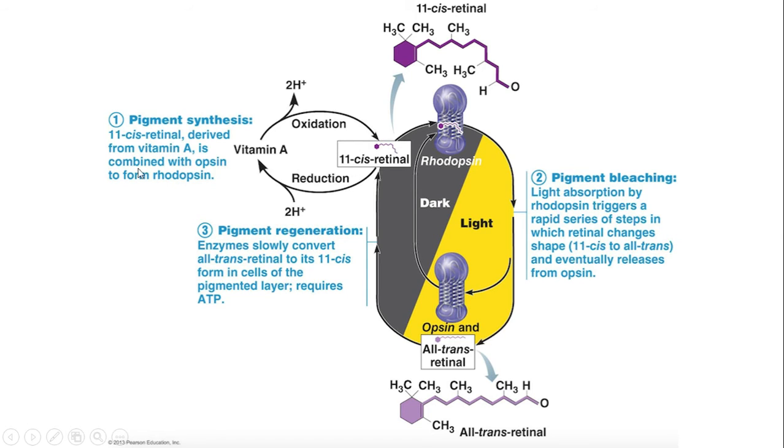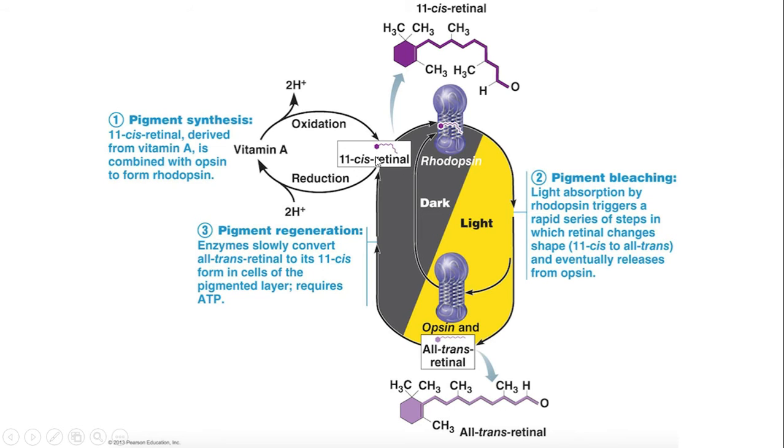So first, let's cover pigment synthesis, which is just making the pigment, and the pigment we're looking for is, remember, just rhodopsin. So that's what we're synthesizing here. Remember that retinol is derived from vitamin A. So vitamin A is oxidized, and when it becomes oxidized, it forms 11-cis retinol.